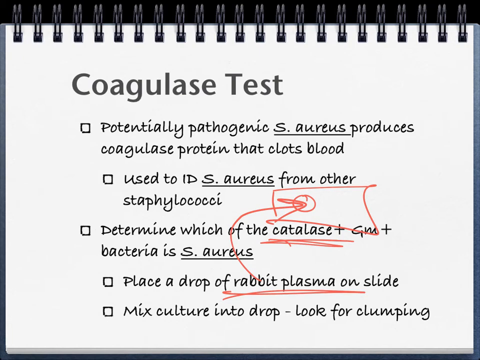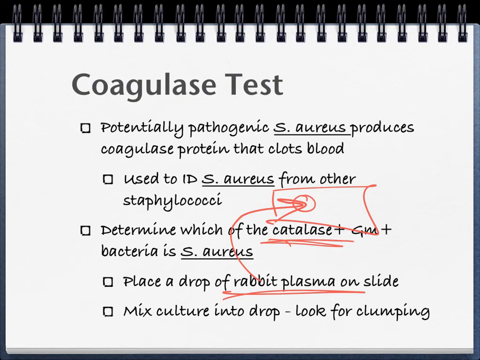Okay, and what you're going to see is this. Do it on the black bench. It'll be easier to see. Okay, so not on the white paper towel, on the black bench. And then when you first put your plasma on there, it's going to be like this cloudy solution. Okay, mix it, takes about a minute or two, and then it'll start to clump. That's what a positive is.